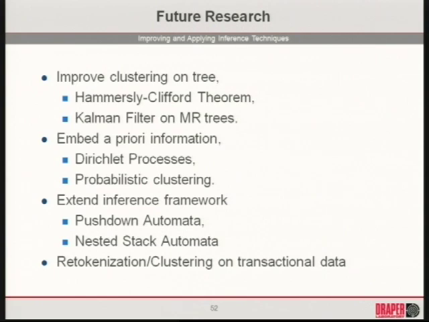And then we're doing a lot of stuff with transactional data, so we're also interested in how do we actually build this token string, this symbolic string that we built, and then once we've got it, if it doesn't quite work, can we retokenize it? Is there a more efficient way to do it? So those are the four areas we're in. So anybody have any questions?